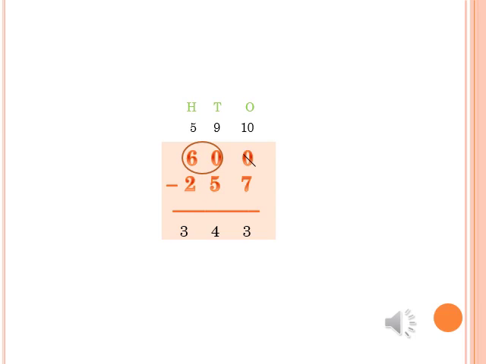Do subtraction easily. Start from 1's place. 10 minus 7 is 3. 9 minus 5 is 4. 5 minus 2 is 3. So answer is 343.